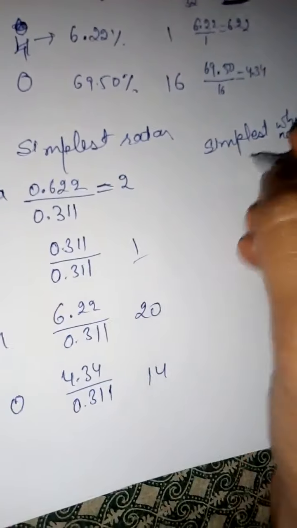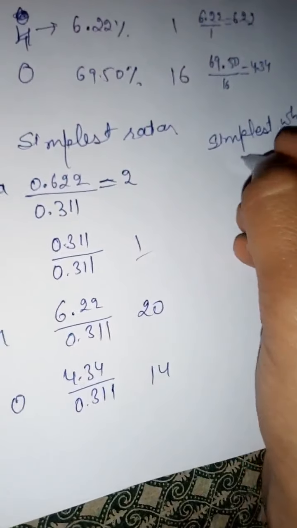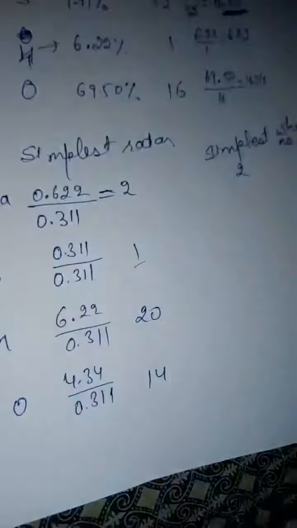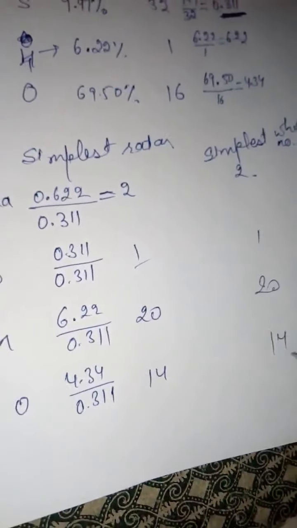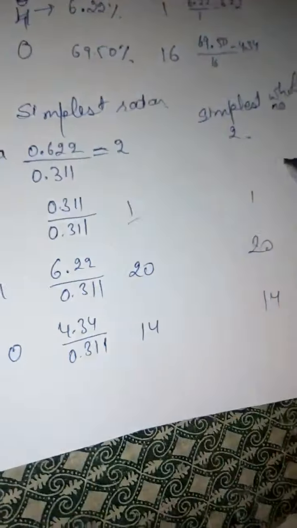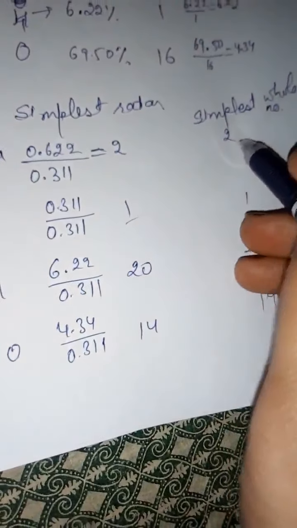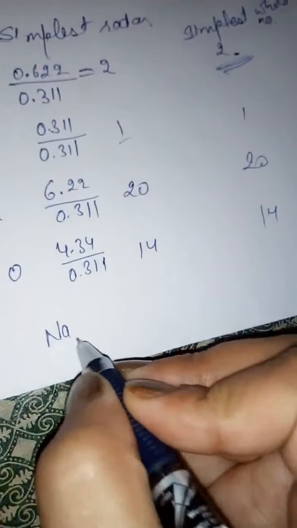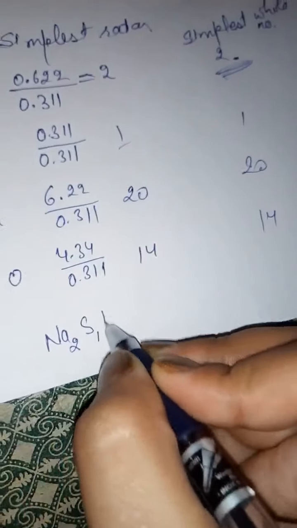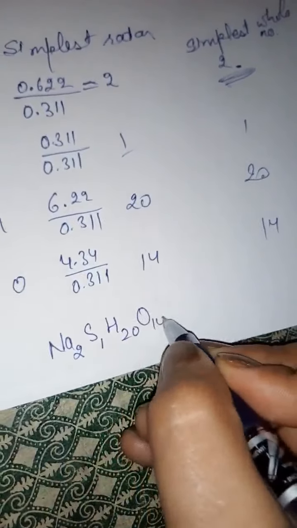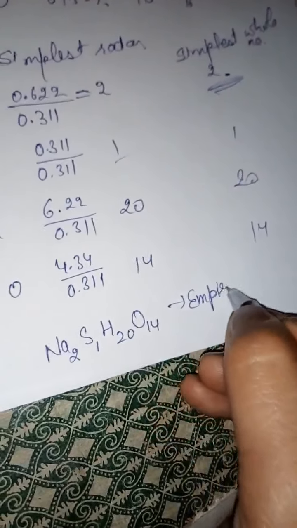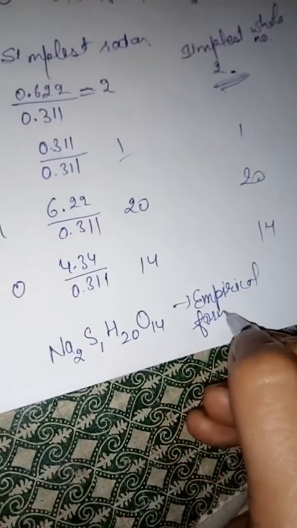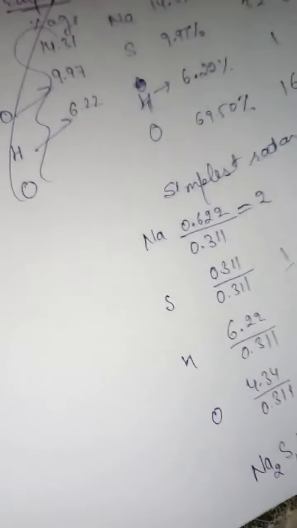Again, taking 1 as fixed and dividing by 1, it will come the same values, that is 2, 1, 20, 14. It means 2 sodiums will be present in this formula. So the empirical formula you can write as sodium 2, sulfur 1, hydrogen 20, oxygen 14. This is the empirical formula. From here you can calculate the molecular formula.